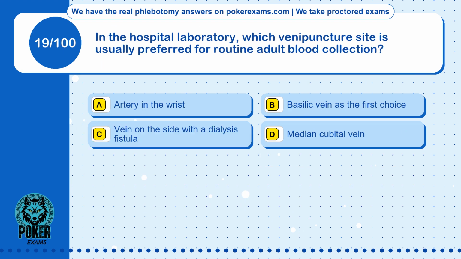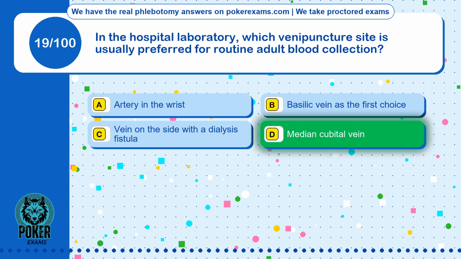Question 19. In the hospital laboratory, which venipuncture site is usually preferred for routine adult blood collection? Option A, artery in the wrist. Option B, basilic vein as the first choice. Option C, vein on the side with a dialysis fistula. Option D, median cubital vein.